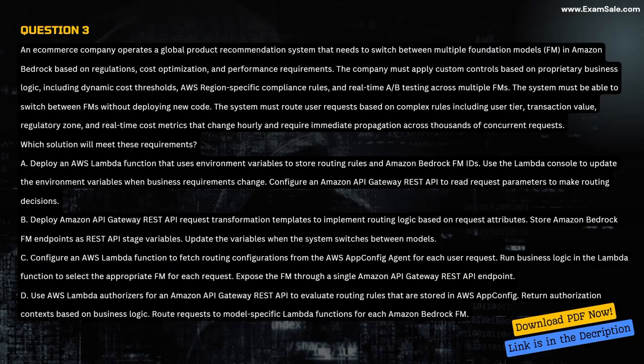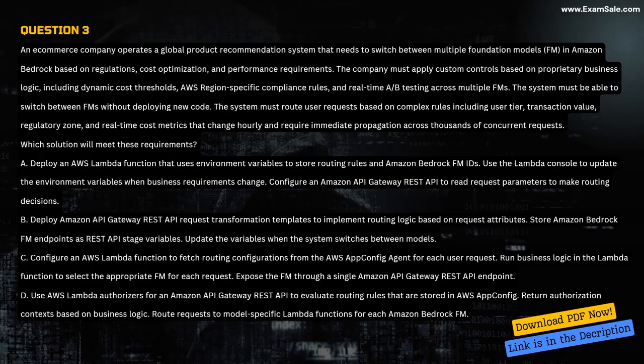D. Use AWS Lambda authorizers for an Amazon API Gateway REST API to evaluate routing rules that are stored in AWS AppConfig. Return authorization contexts based on business logic. Route requests to model-specific Lambda functions for each Amazon Bedrock FM.